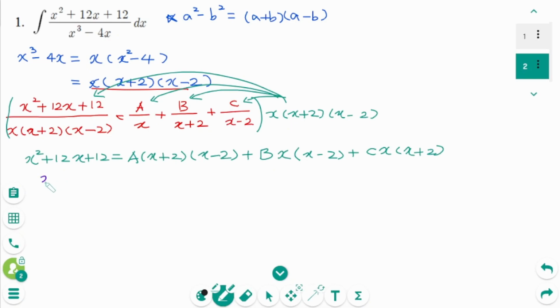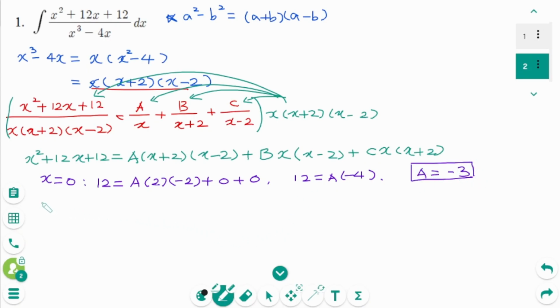To solve for a, let x equal 0. 0 squared plus 0 plus 12 is a times (0 plus 2) times (0 minus 2), plus 0, plus another 0. Then 12 is a times minus 4. Then a is minus 3.